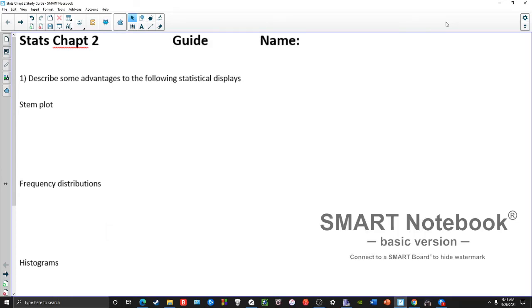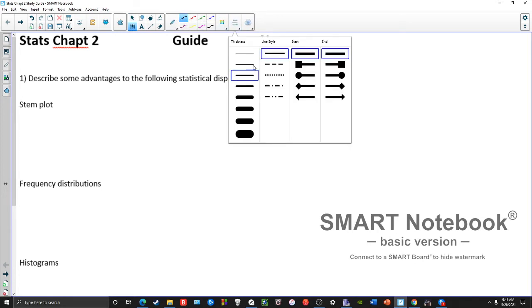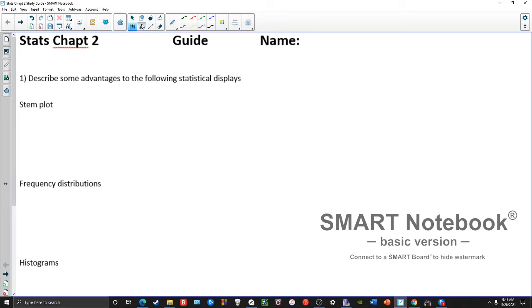So, this is going to be a video on the Chapter 2 study guide for stats, on statistical displays and graphs and whatnot. So the first one here asks us to describe the advantages to the following statistical displays. Because again, we went through a few of them, so these are the three common ones here. So what are the advantages to using a stem plot?